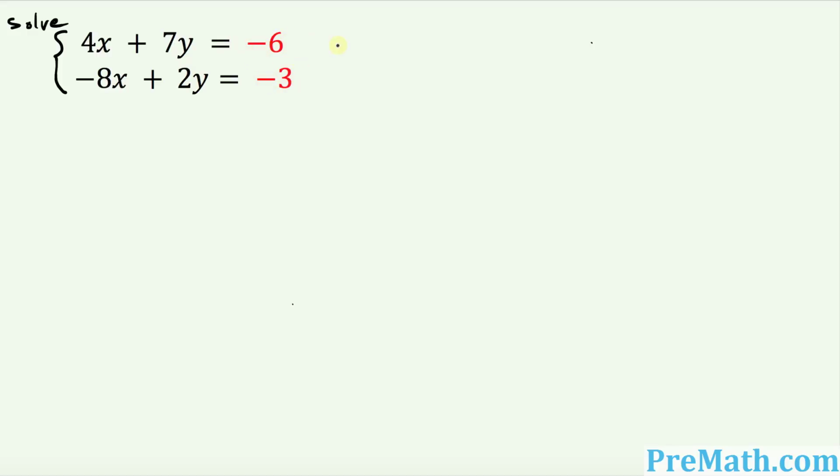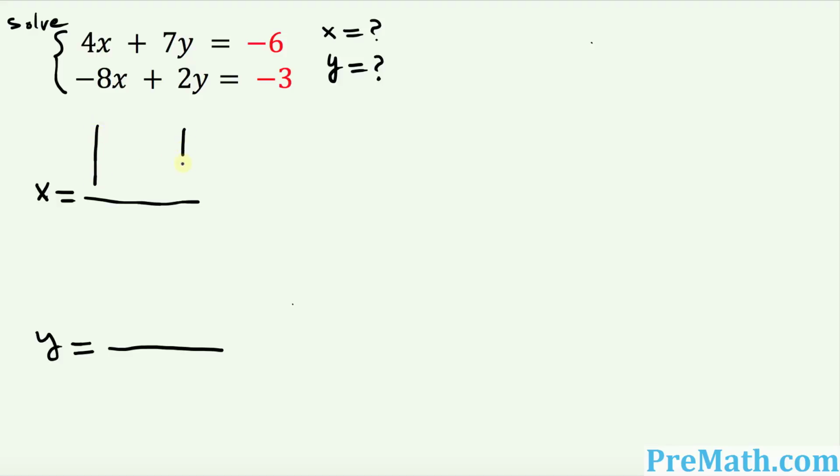Since we want to solve this system, we are looking for what? The x value, and the y value. So we're going to put down x equals something, and y equals something. And next, I want you to draw some boxes. One box on the top for x and one box on the bottom. Likewise, for y, one box on the top and one box on the bottom.